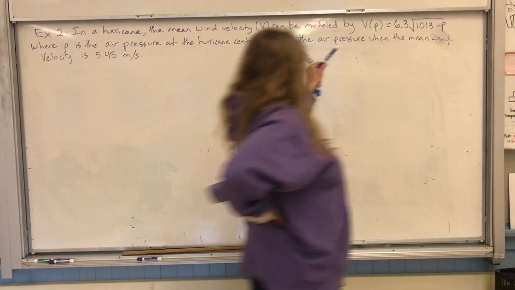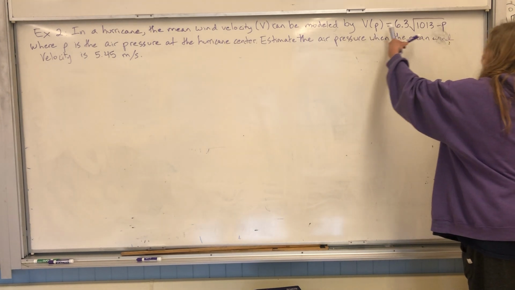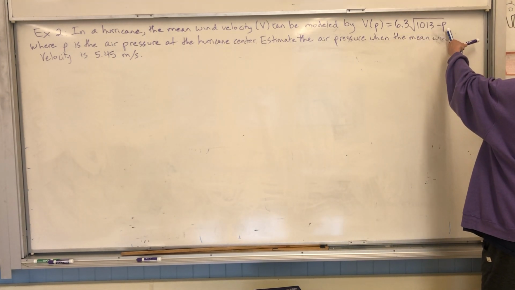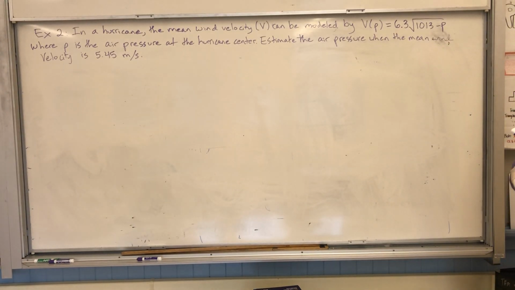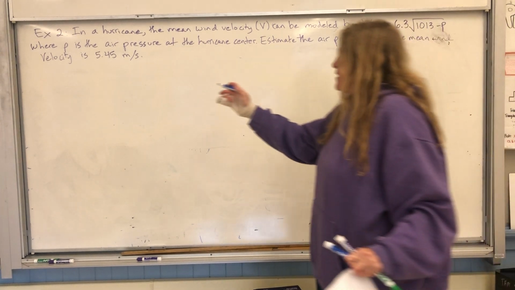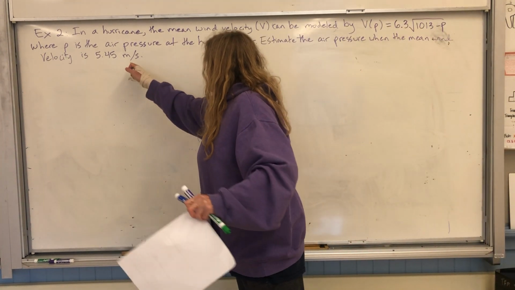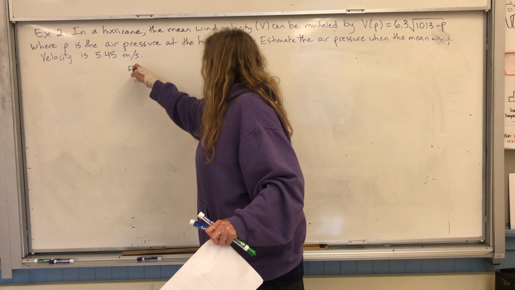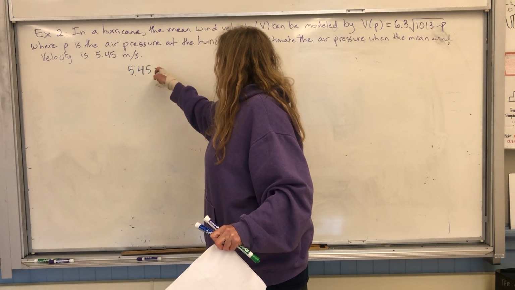So if I look at my formula, v of p is the wind velocity, which is a function of the air pressure at the center of the hurricane. So they want me to estimate the air pressure when the wind velocity is 5.45 meters per second. So that means I'm going to take the 5.45 and put it in for v. And remember, v of p is just function notation.